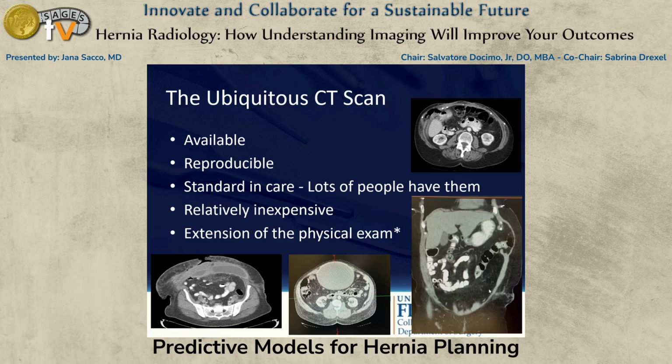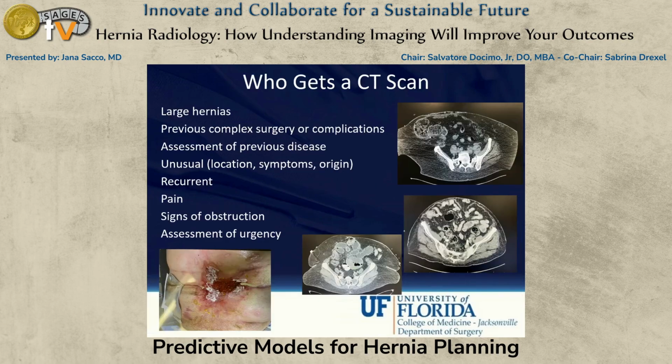So the ubiquitous CT scan has become really one of the most important tools that we have in assessing our patients in all of hernia surgery. It's available, it's reproducible, it really has become the standard of care. Like Sean mentioned, it's relatively inexpensive, and I think for most of us, it has really become an extension of our physical exam. So who gets a CT scan?